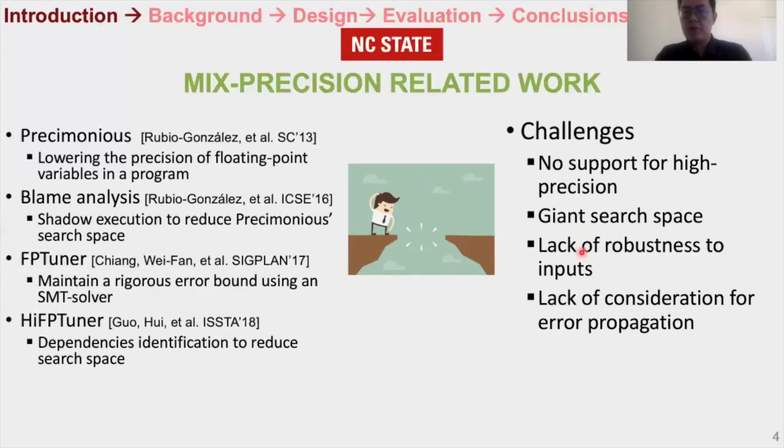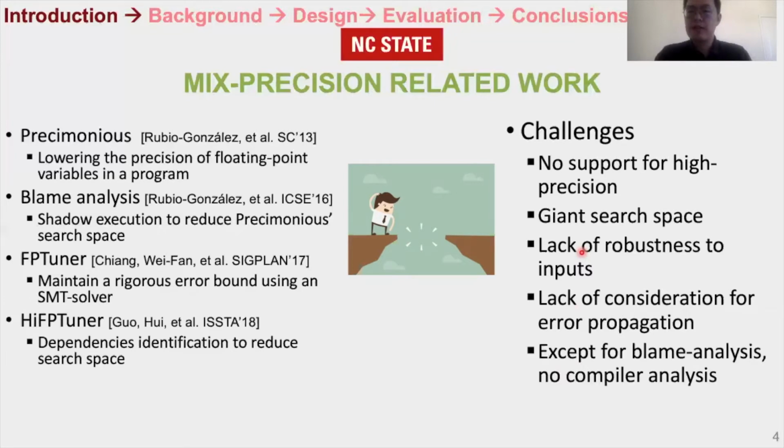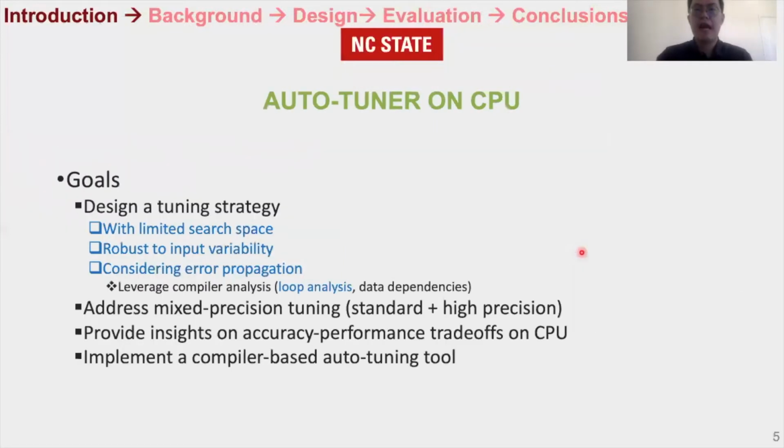As we mentioned, for those repeated accumulation patterns like global summation or repeated multiplication, they have a huge impact on both performance and accuracy. Last, except for the blame analysis, none of them use a common analysis of the computational patterns that can largely reduce the search space. Okay, with those in mind, we have designed our own Autotuner tool on CPU. The goal is first to provide a tuning strategy that has a limited search space that is possible to use on those HPC applications.